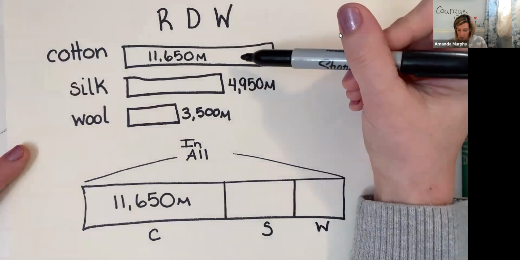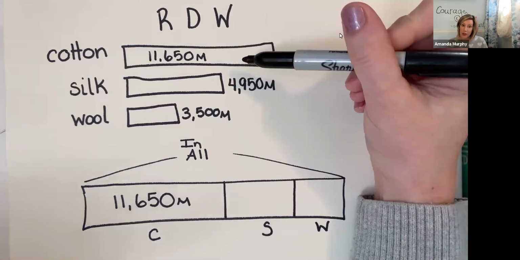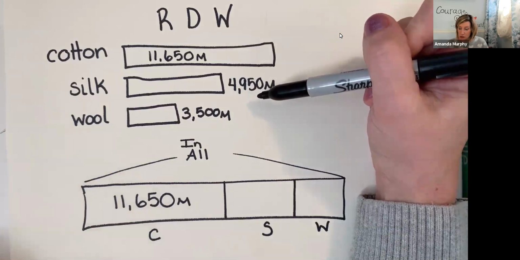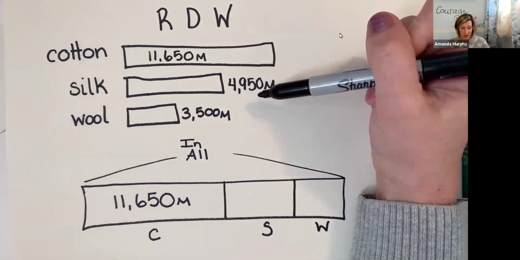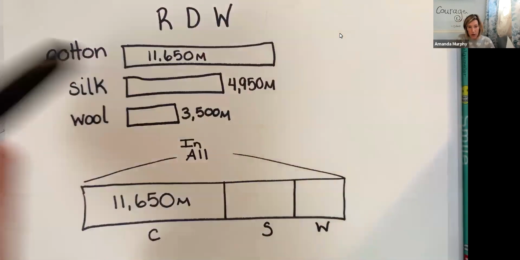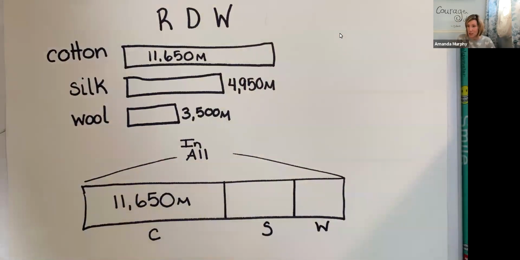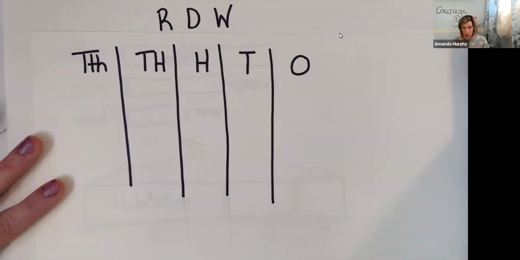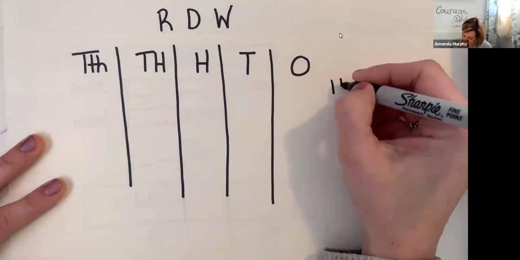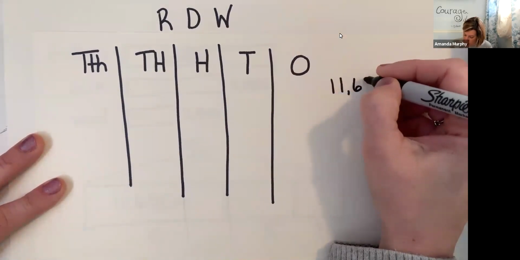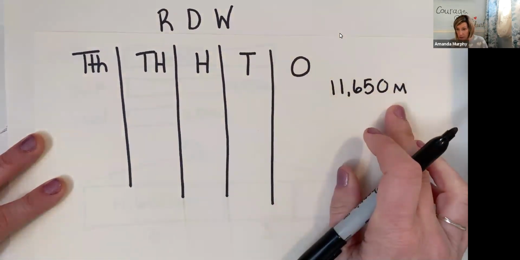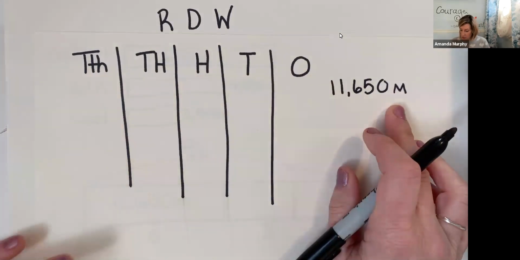I know how much cotton I have. I know I have this much less of silk. So that's a signal to me. I want to do a subtraction problem to figure out how much silk I have. I'm going to pull out my handy dandy place value chart to do this first subtraction problem. I'm going to log on my place value chart 11,650 meters. Please know that I am always adding my units on.